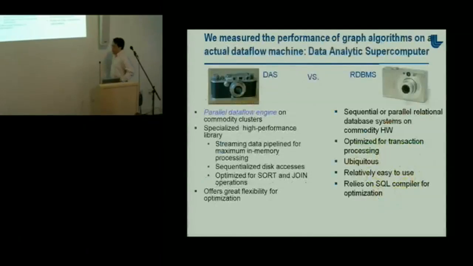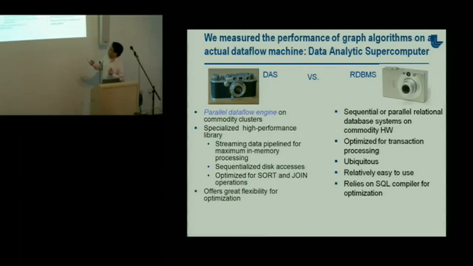We happen to have an actual running data flow system called the Data Analytic Supercomputer, from a company called LexisNexis. We chose this machine simply because it's available. There are not many data flow systems out there. It's a parallel data flow engine that runs on any commodity cluster. So hardware-wise, there's nothing special about it, but it's their software that makes a lot of difference.